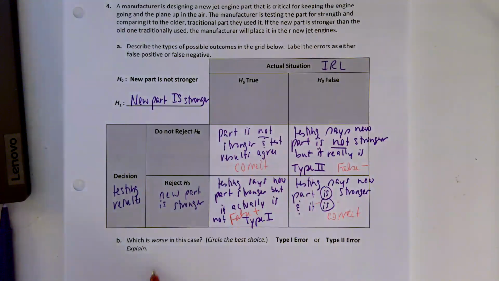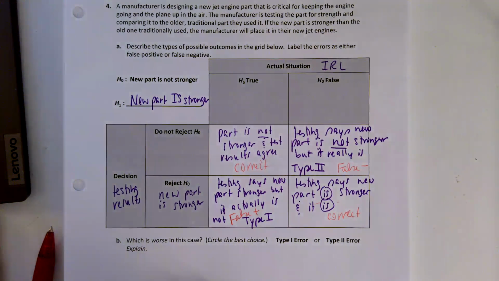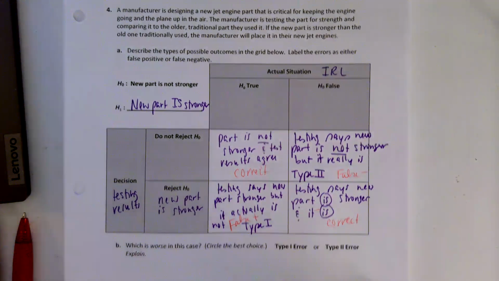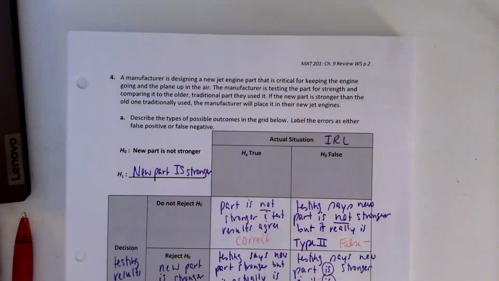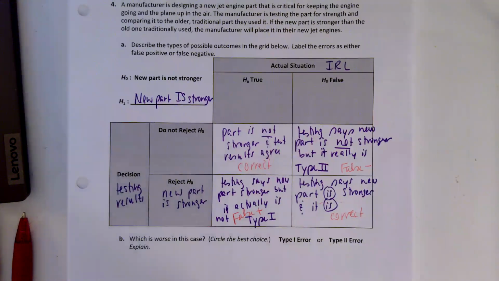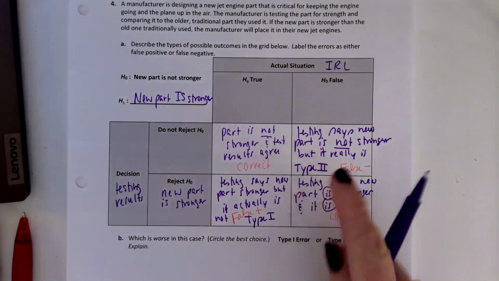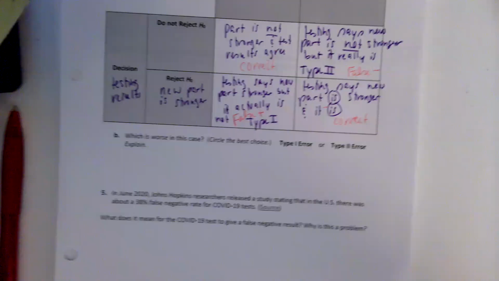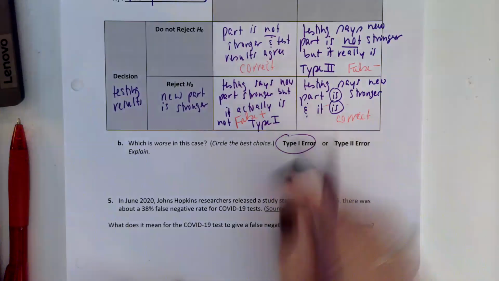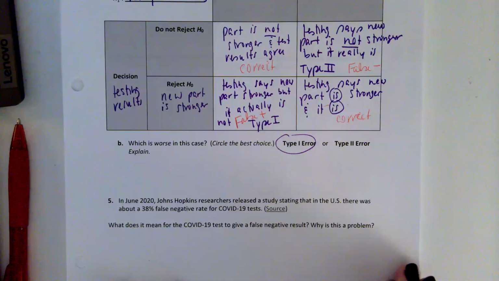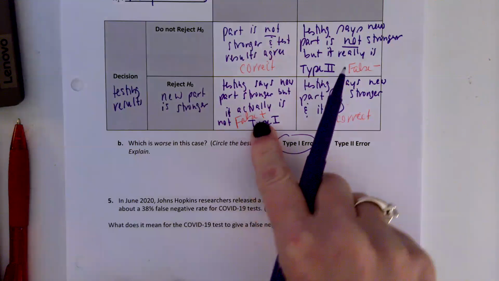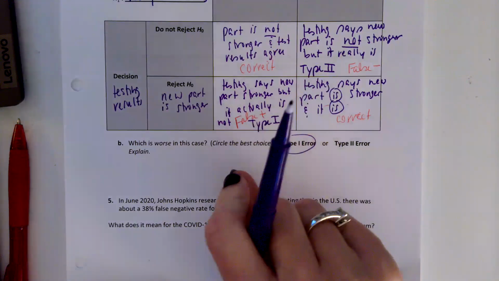Okay. So it says, B says, which is worse in this case? And I would say they've been using the old part, and it doesn't say it's been causing crashes. And so if you have something that's stronger, that's amazing, even if you actually said it wasn't. But I think the type 1 in this case is a worst case scenario, because you might be using a part that could cause accidents.